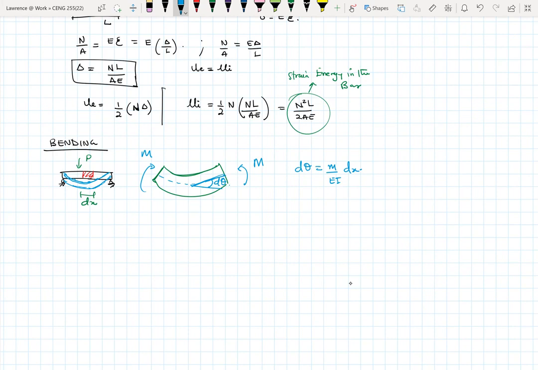So you also have from the external work done, half M theta. If we differentiate both sides, then we have dU sub E being equal to half of M d theta. All right, so we can sub this into the equation right here, and by introducing the internal behavior into this, then we can calculate the strain energy due to bending.